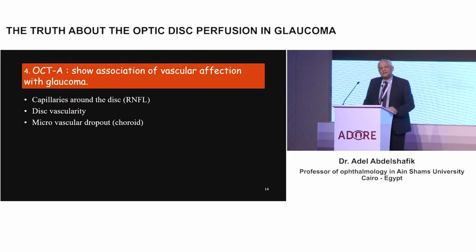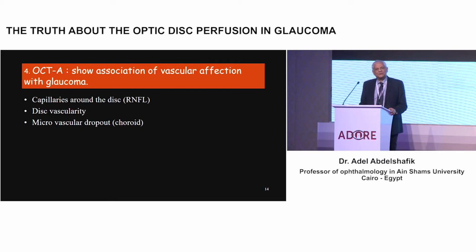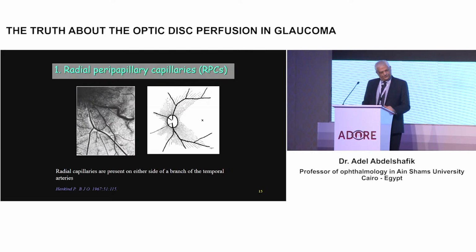Now, recently we got the OCT angio. It's a way to see the blood vessels without injecting material into the arteries. I got 3 areas that will help us to prove the importance of ocular perfusion. This is the capillaries around the optic nerve head. This is in the nerve fiber layer. And then the disc vascularity, and lastly, what's known as the microvascular dropout.